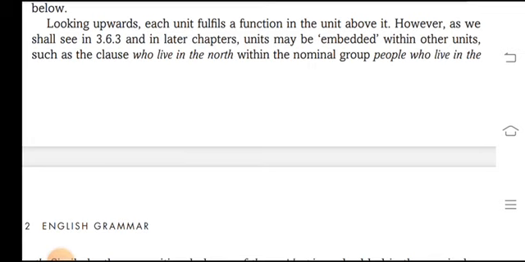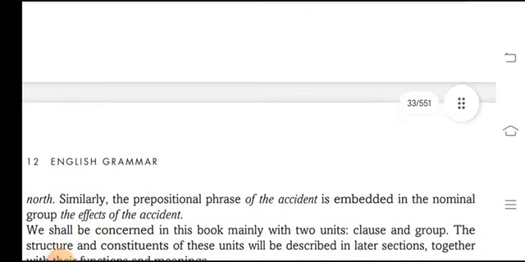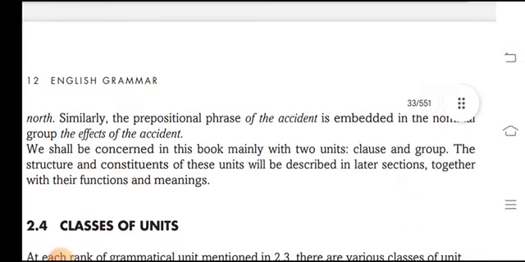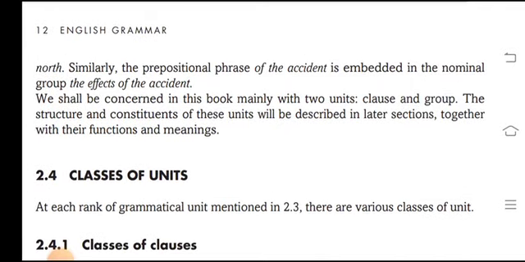Looking upwards, each unit fulfills a function in the unit above it. However, as we shall see in 3, 6 and 3, in the later chapters a unit may be embedded within other units, such as in the clouds who live in the north, within the nominal group, pupils who live in the north. Similarly, the prepositional phrase of the accident is embedded in the nominal group the affected of the accident. We shall be concerned in this book namely with the two units clause and group structures.